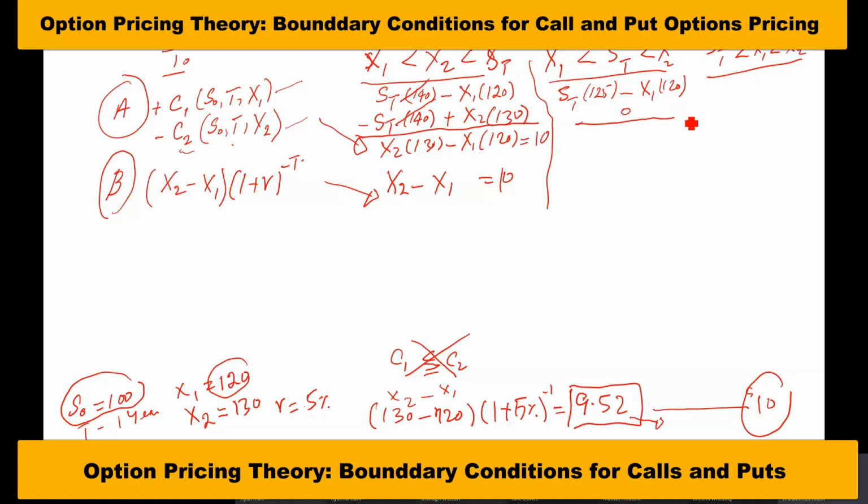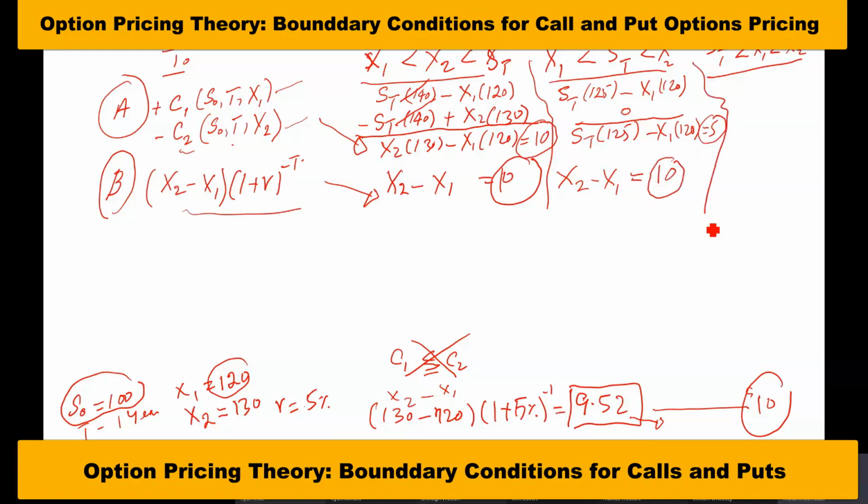In that case, portfolio A will give me a payoff of ST, 125, minus X1, which is 120, and this is equal to $5. Portfolio B is a risk-free investment, so no matter where the stock price goes, I always get X2 minus X1, which is equal to $10. So you can see that in this case, the payoff of portfolio A is less than the portfolio B payoff.